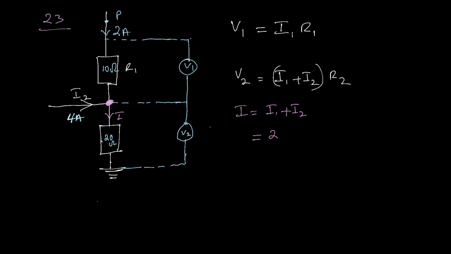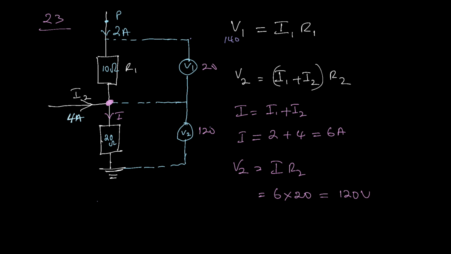That would be 2 plus 4, and that equals 6 amps. So V2 is I times R2, and that would be 6 times 20. That is 120 volts. So that's 120 volts, and this is 20, and the total voltage is going to be 140 and 0. Because 20 plus 120, so that's 140. So the difference between the voltage will be 140 volts minus 0 volts, and that's 140 volts. And the answer is D.